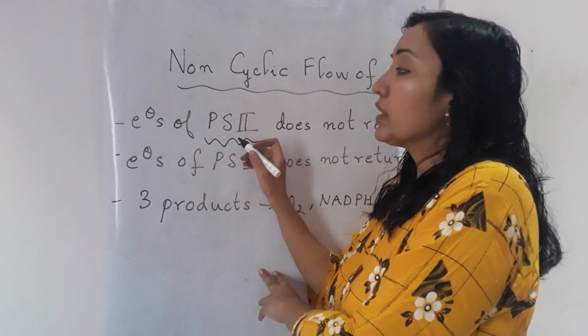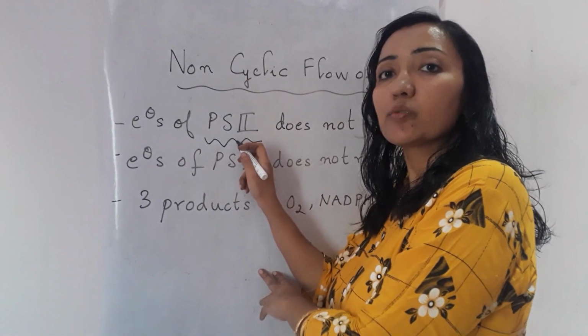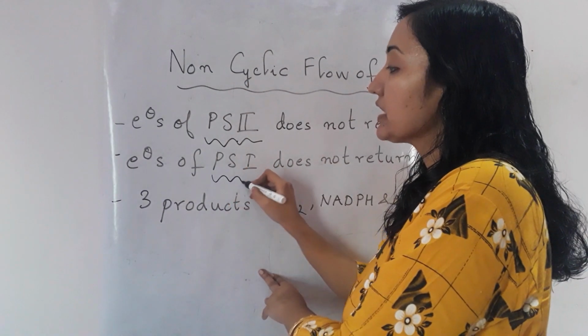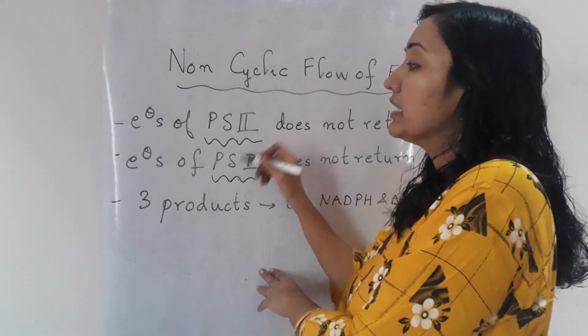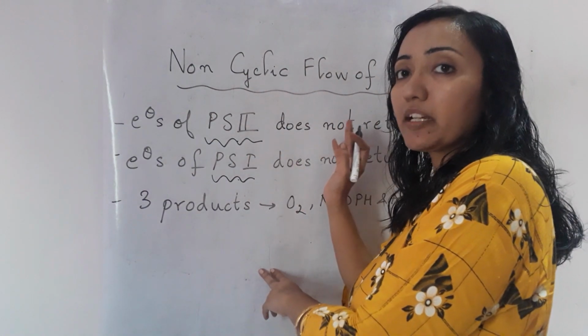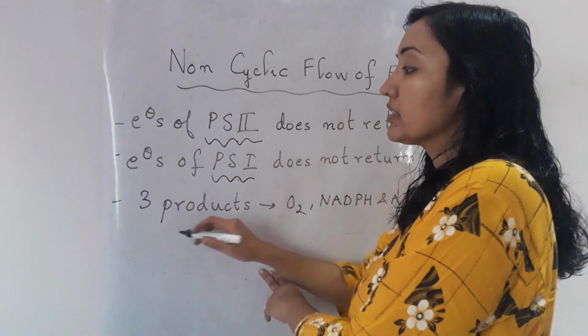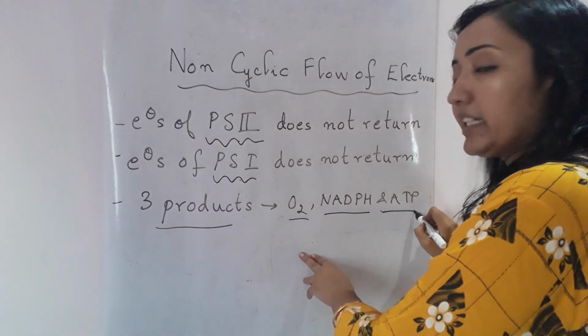So the electron which is excited by PS2 never returns to PS2. So this is the non-cyclic flow of electrons. Similarly, the electron which is excited by PS1 will not return to PS1, and it is given to the primary electron acceptor and so on. So in the non-cyclic flow of electrons, three products are formed: oxygen, NADPH and ATP.